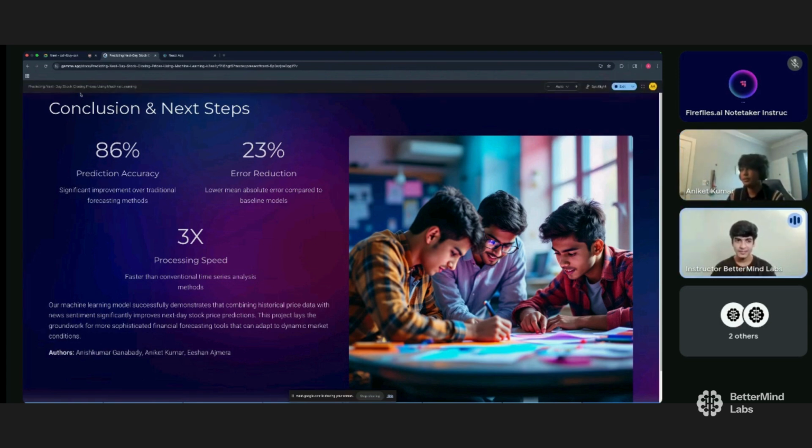Great. So, is there a particular reason that you chose this topic? Are you personally interested in finance or the stock market?